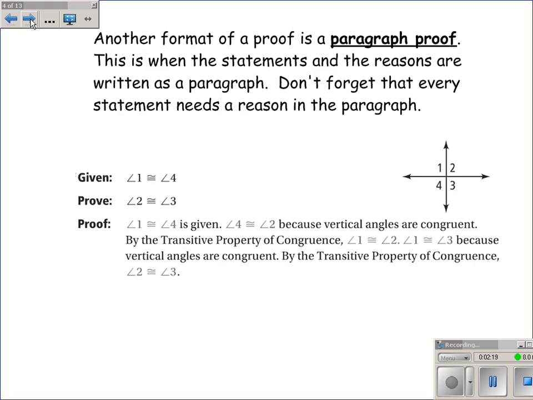A very similar format is a paragraph proof. Again, we have the given, and we have the prove statement. Except our proof does not have two columns, it's a paragraph. We will still start off with the given, and we'll make logical steps down until we reach our prove statement. But instead of having two columns, we have it in a paragraph where it's written out in words. But keep in mind that you're justifying each step as you're writing out your proof.